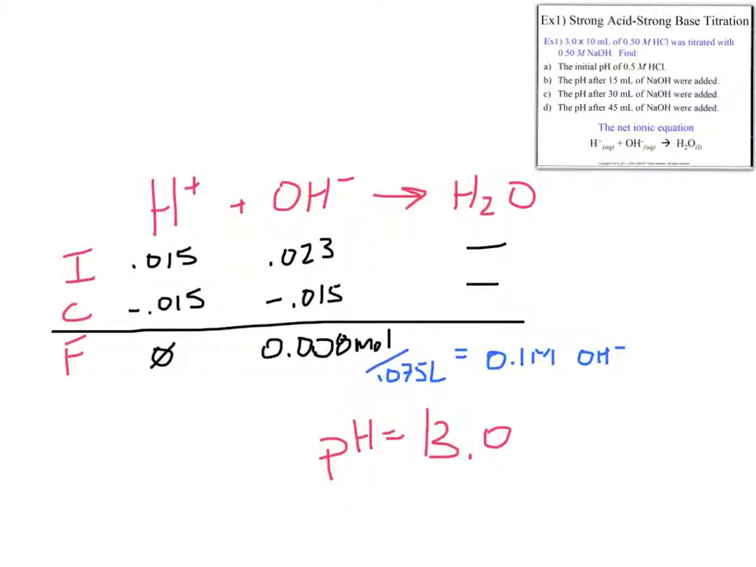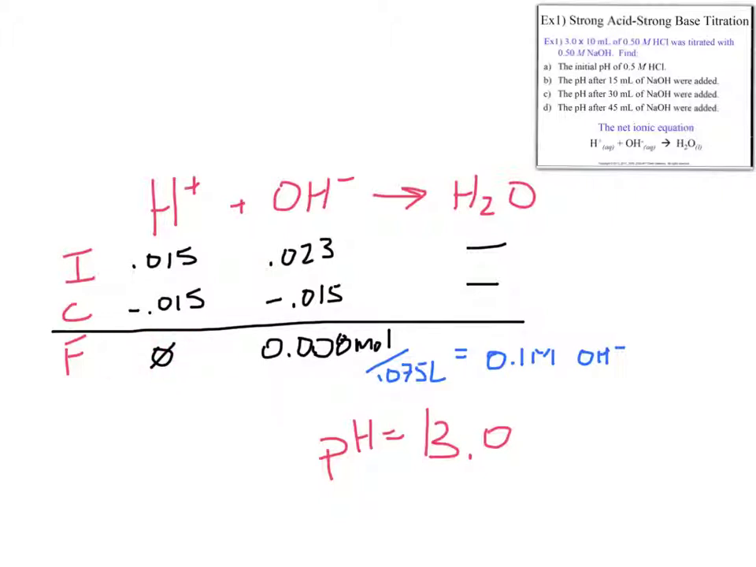Alright, so for this one we have our original 30 milliliters of 0.5 molar, which we already figured out was 0.015 moles of H+, and now we have 45 milliliters of sodium hydroxide, which would be 0.023 moles. So then, at the end, after we've mixed those two together, this is the smaller number, which means it's going to get used up first. And so we would wind up with 0 H pluses.